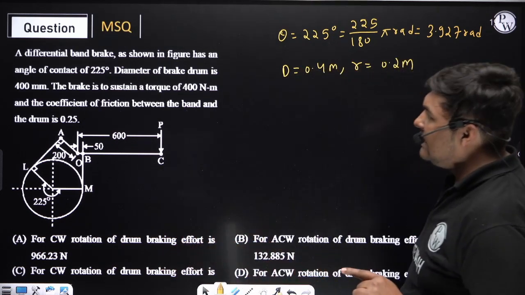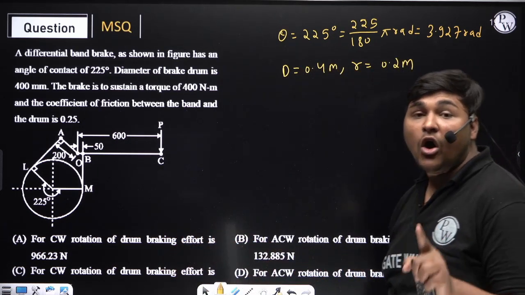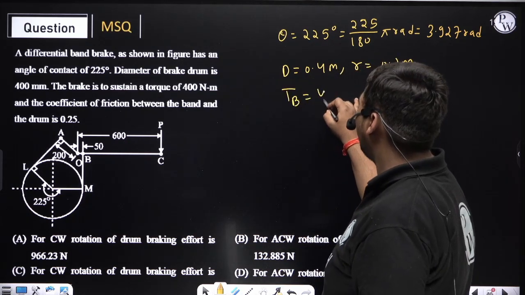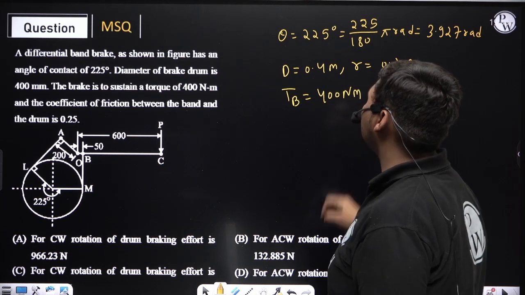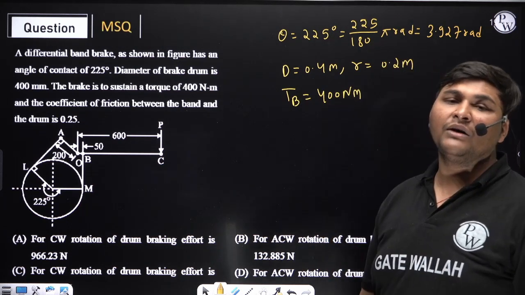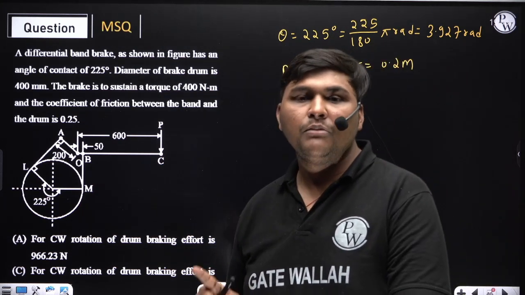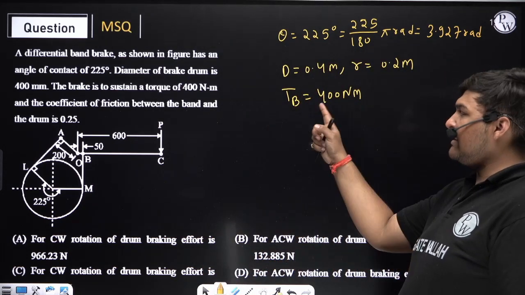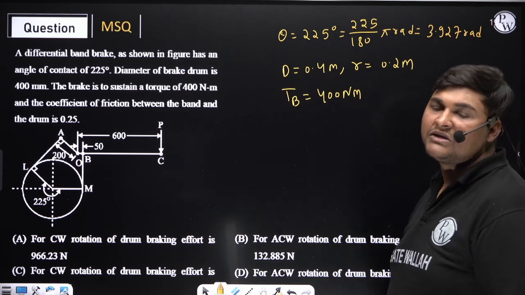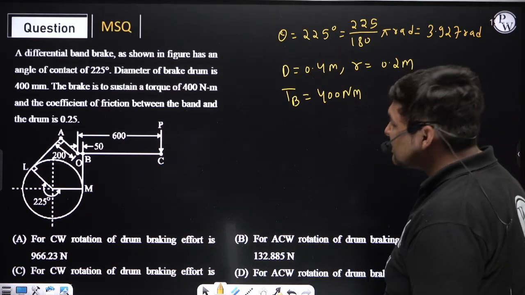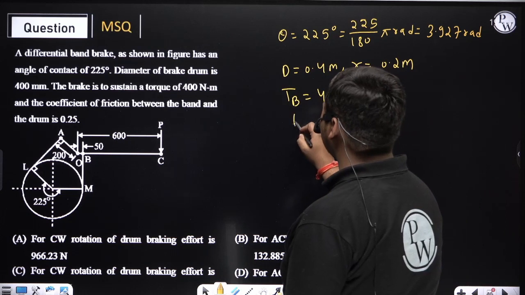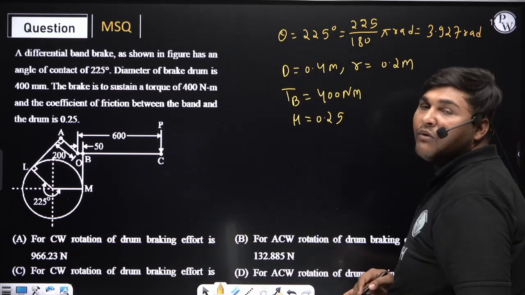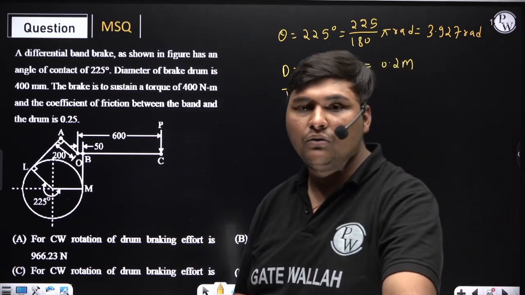The brake is to sustain a torque of 400 Newton meter, meaning the braking torque TB is given, 400 Newton meter. By using the braking torque we can find one relation between T1 and T2, because braking torque is (T1 minus T2) into Re, and since TB is given, we can find one relation. The coefficient of friction between the band and drum is 0.25, that is mu is given.